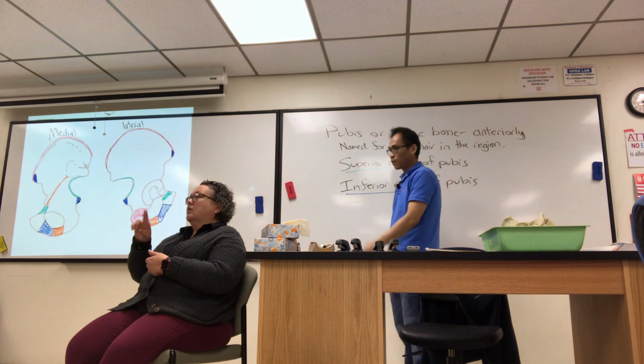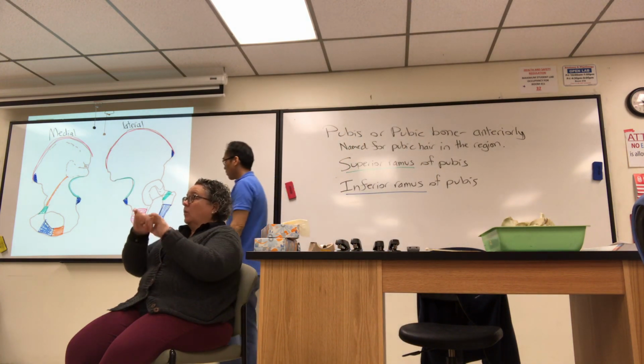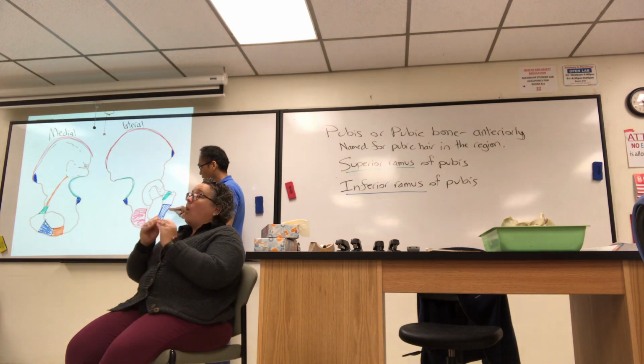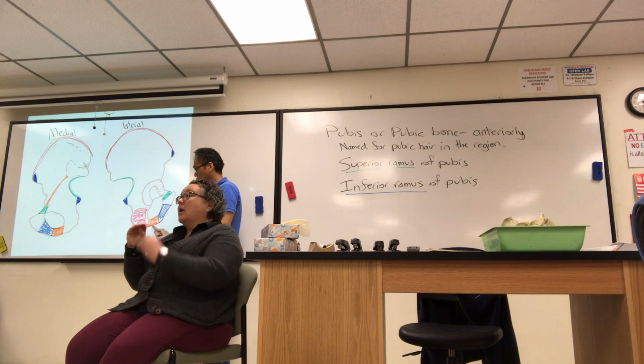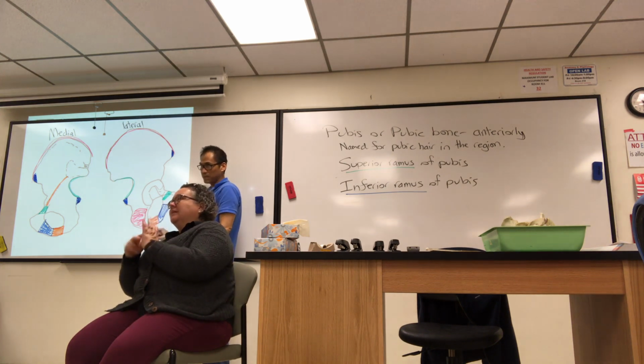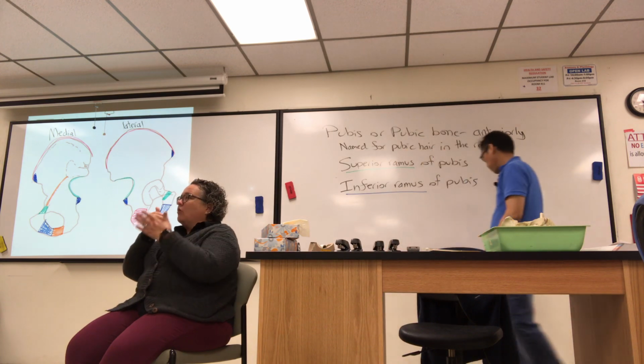So you have to be very careful where I label for a test or a quiz. If I'm pointing more to the front, it's the inferior ramus of pubis. If I point more towards the posterior, I'm going for the ischial ramus. Okay, so those run into each other there.